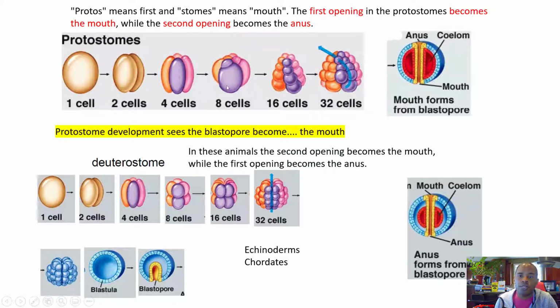So in protostomes, the first opening during embryological development after the blastula is the mouth. In a deuterostome, deutero means second, stoma means mouth. So the second opening is the mouth. So that was the relationship there.